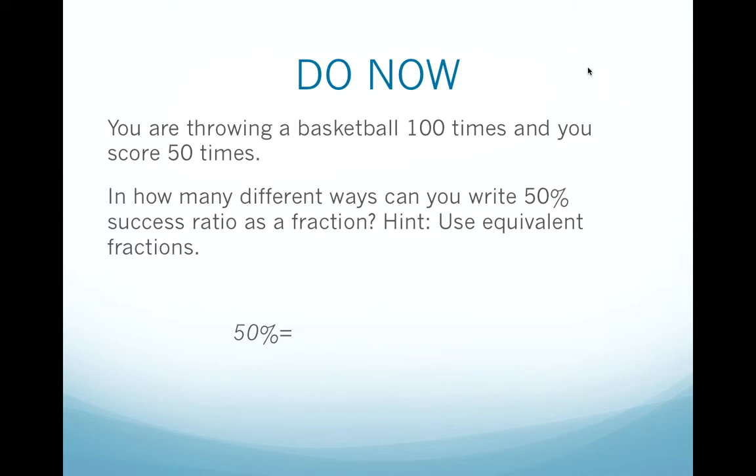You are throwing a basketball 100 times and you score 50 times. In how many different ways can you write a 50% success ratio as a fraction? Hint: use equivalent fractions. Pause the video and write 2, 3, or more equivalent fractions to show 50%.